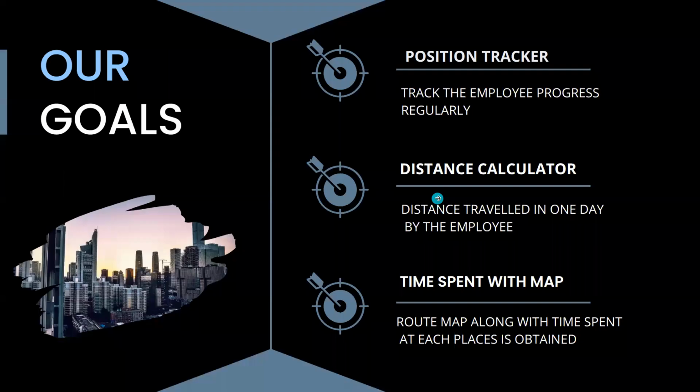Let's see how. So our goals while we started the project was to build a position tracker to track the employee progress regularly, and then to calculate the distance. So the employee might be going to different places in a single day. So for example, if the employee has traveled to 5 places in a single day, there might be different kilometers that he has traveled in the single day. So that distance must be calculated, and then the time spent at each place with the customer, that is also important, and then along with the route map.